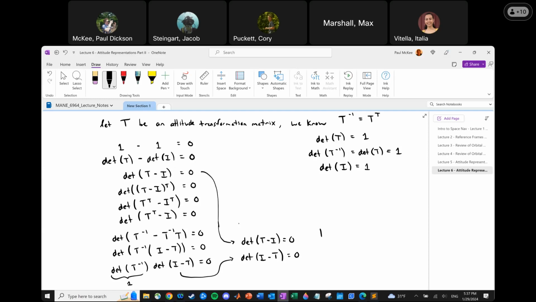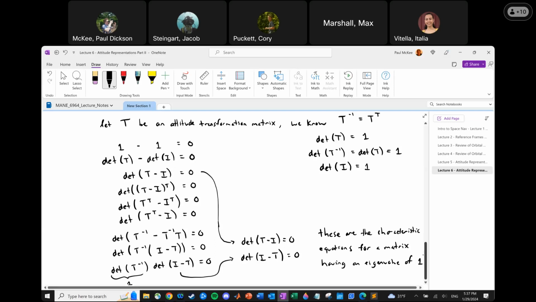This, I should say these, are the characteristic equations for a matrix having an eigenvalue of 1. So what that means is we know just from these two equations that your attitude transformation matrix T must have an eigenvalue of 1. Right? That comes right out of these equations here.